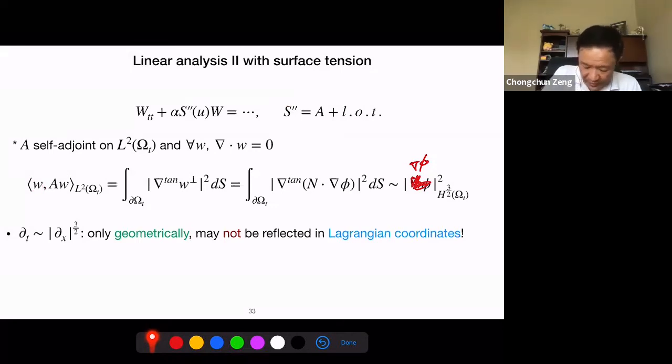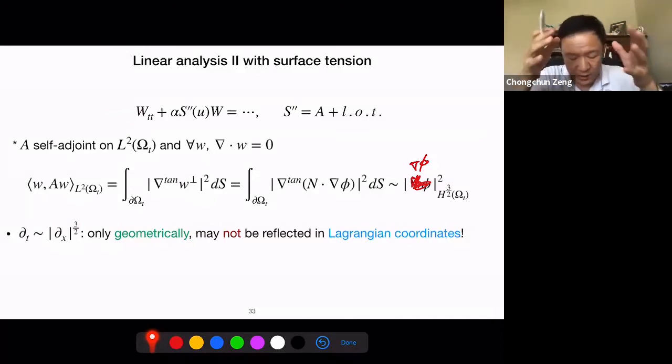So putting this together, you see that this operator A as a quadratic form controls 3/2 derivative of the irrotational part. In an irrotational problem, A is like a third order derivative operator. So when A is third order derivative, and this is two derivatives in time, then one time derivative should correspond to 3/2 space derivative. So it tells us that the velocity compared to the regularity of the configuration, maybe there is a 3/2 difference in terms of the regularity.